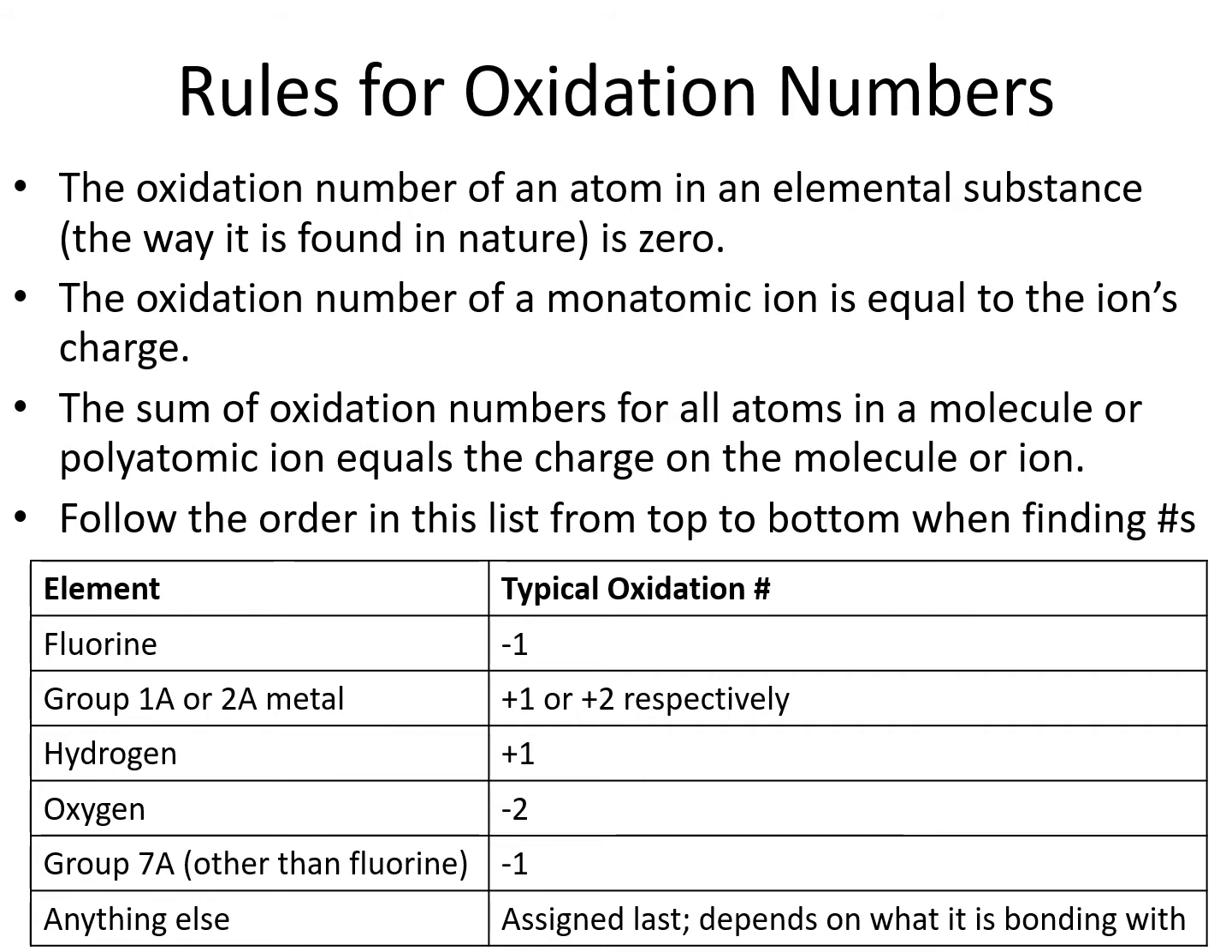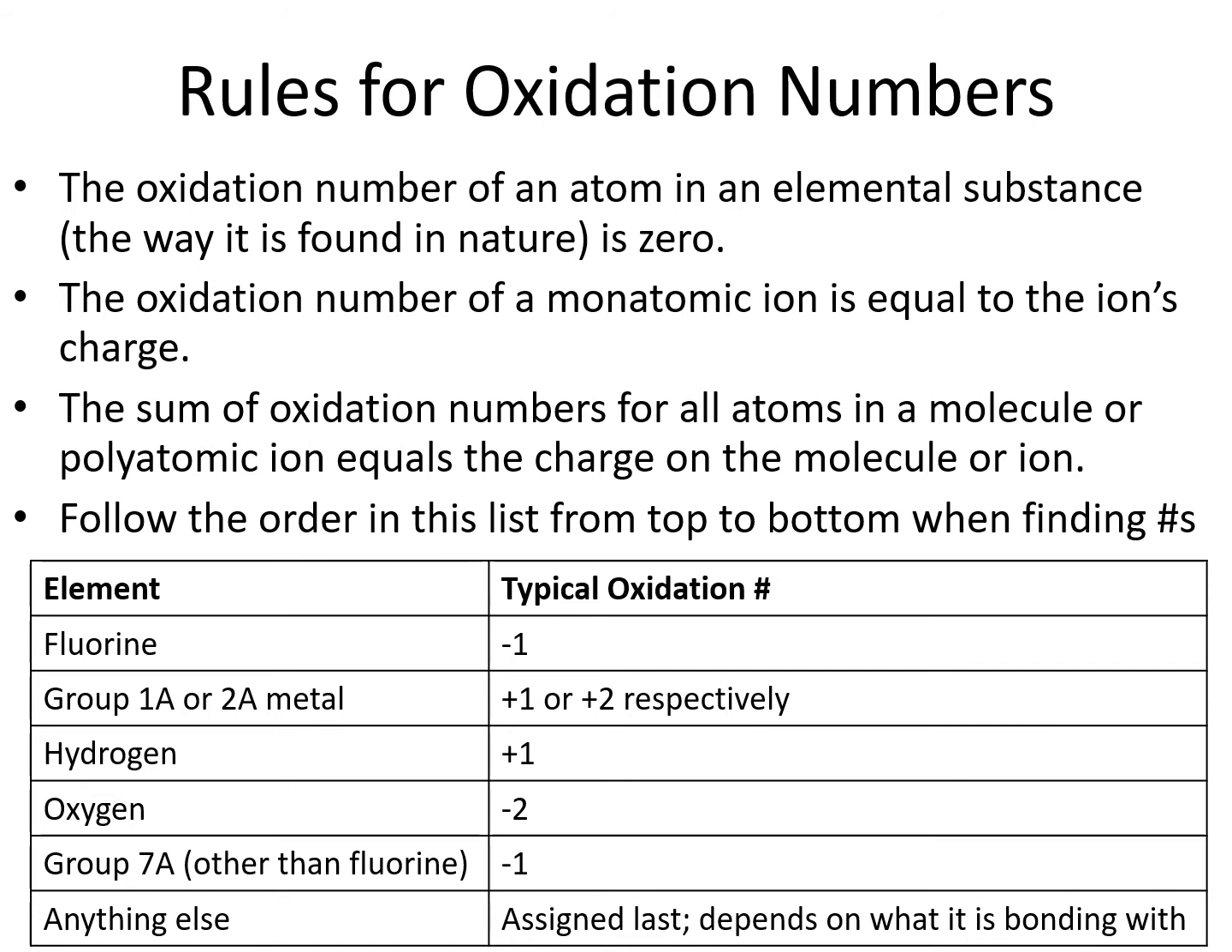Our first important rule is that the oxidation number of an atom in its elemental form, the way we find it in nature, is going to be 0. For example, the O2 molecule, or the F2 molecule, or S8, or zinc solid, or copper solid, would each have an oxidation number of 0. Our second rule is that if it's a monatomic ion made up of a single element, the oxidation number equals the charge on the ion. For example, the calcium 2+ ion has a +2 oxidation number, or the S2- ion has a -2 oxidation number.